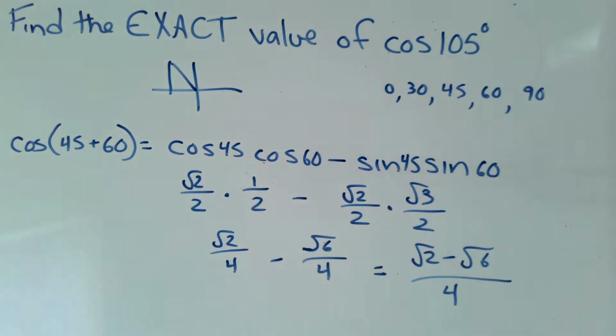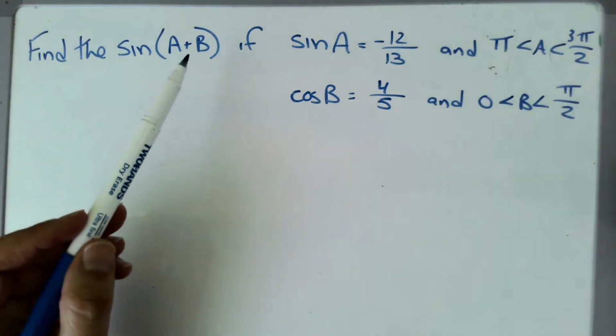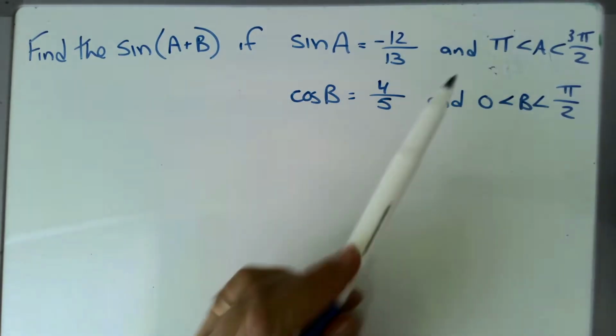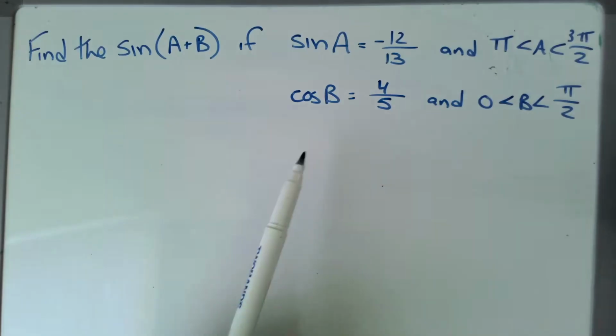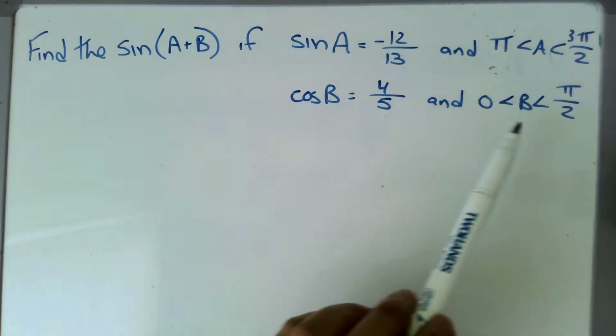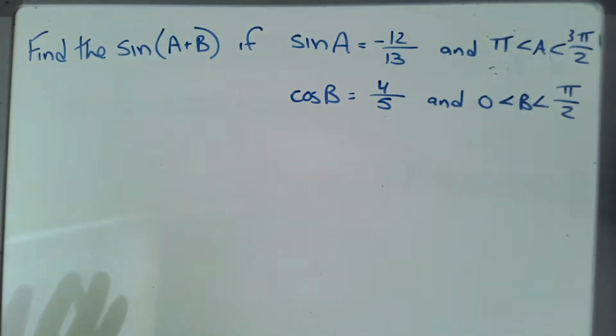All right, let's do one more that's a little tricky. Okay, find the sine of a plus b if the sine of a is negative 12 over 13 and a is between pi and 3 pi over 2, and the cosine of b is 4 over 5 and b is between 0 and pi over 2. Whew, that's a lot of information. All right, we got this.